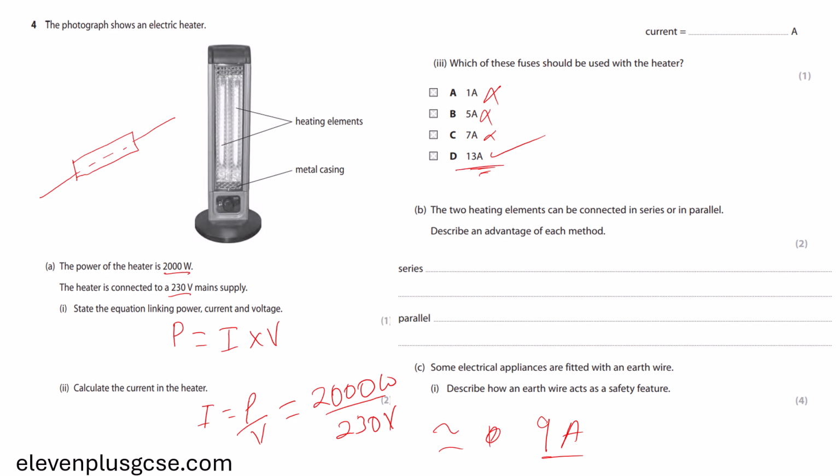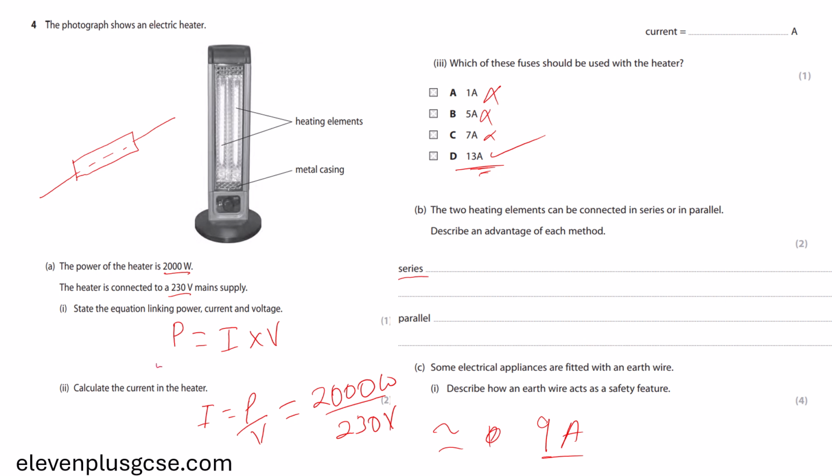Question B, the two heating elements can be connected in series and in parallel. And I've explained this. We've said that in series is good because there's only one switch. It's cheaper. In parallel, you can use 2 switches, and one will control one device, the other will control the other device. And if one device is not working and they're in parallel, the other will still work. But in series, if one device is not working, the other will not work as well. That's the problem with that.